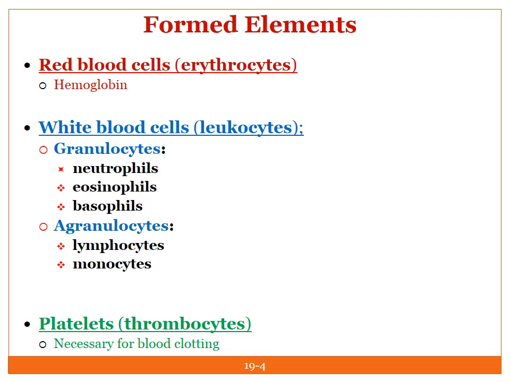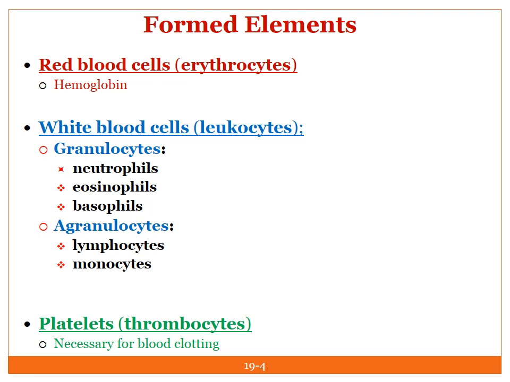And then the agranulocytes, when these cells are stained, will not illustrate large granules. They have small granules in the cytoplasm, and their nuclei are not lobed. We have two types of cells that are agranulocytes: lymphocytes and monocytes.